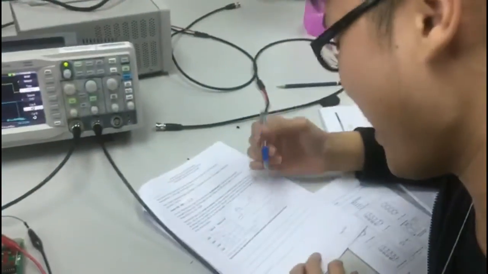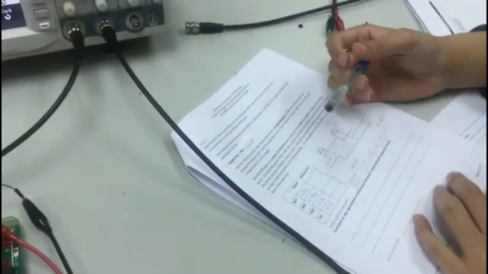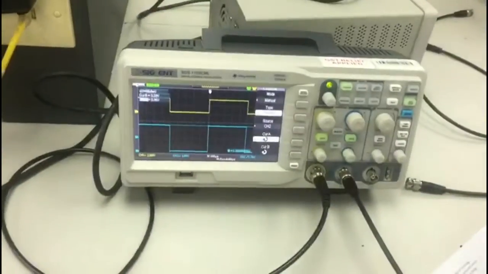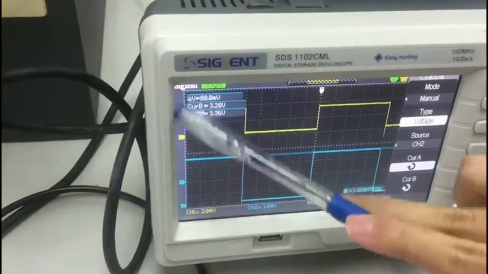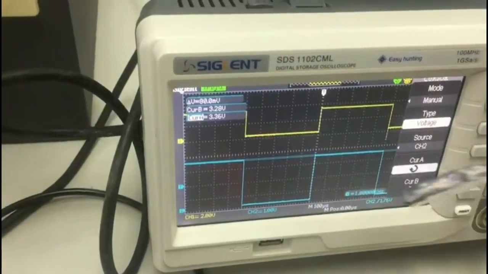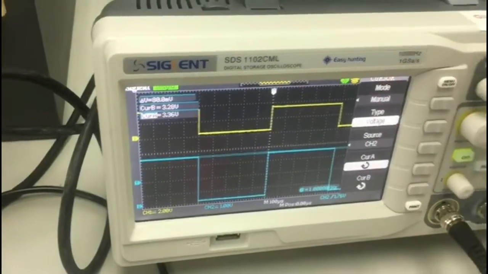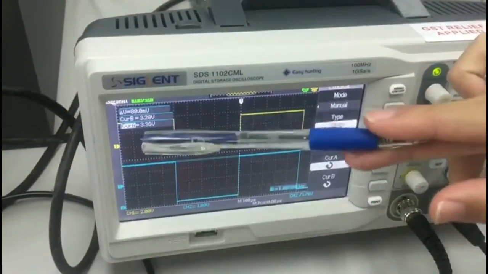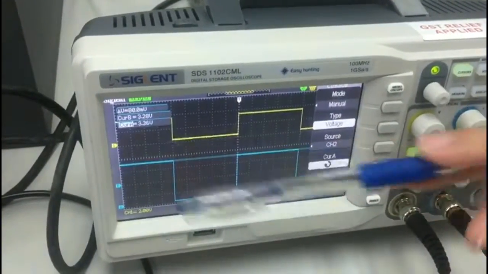Now we'll talk about how to measure VOH on the oscilloscope. As you can see, this has been adjusted. The curve B is 3.28, which is our output, and curve A is 3.36, which is the channel 1 input, and B is our VOL, which is 80 millivolts.